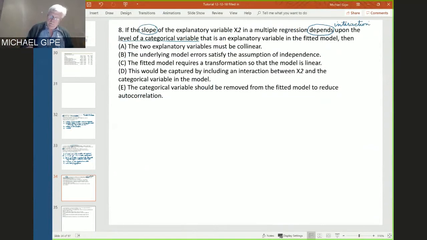So let's look at the possible answers here. The two explanatory variables must be collinear. Collinear means they are correlated, so they tend to move together somewhat. The word depends implies an interaction.